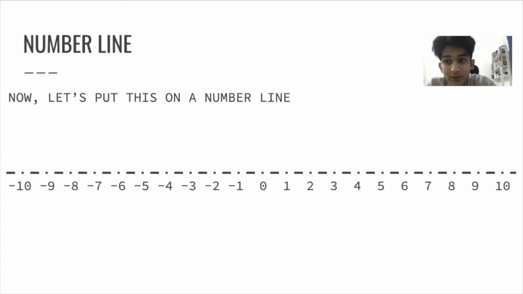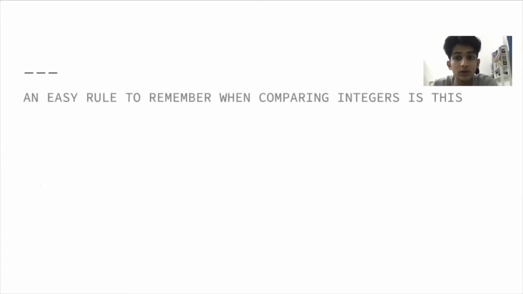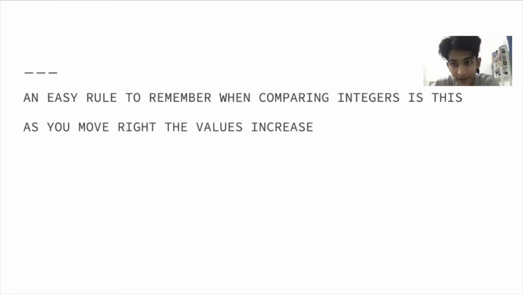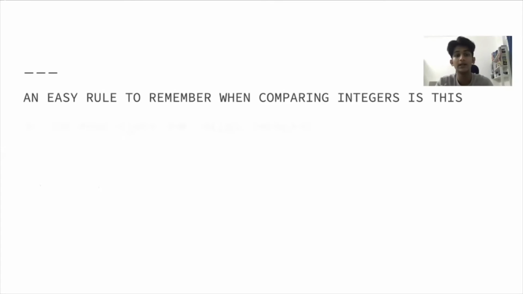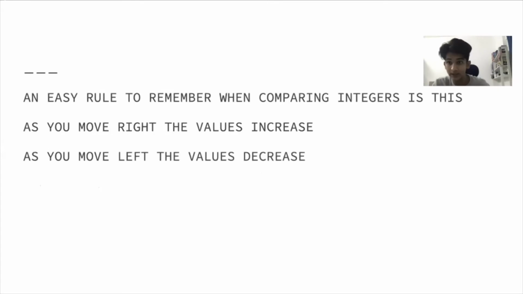From this, you must have noticed a pattern, which is fairly simple. You can see that as you move to the right side of the number line, your numbers keep increasing in value. And as you keep going to the left side, your numbers keep decreasing in value. Now, this is a very important rule or hack of sorts for you to remember how to compare integers. As you move to the right, the values increase. As you move to the left, the values decrease.